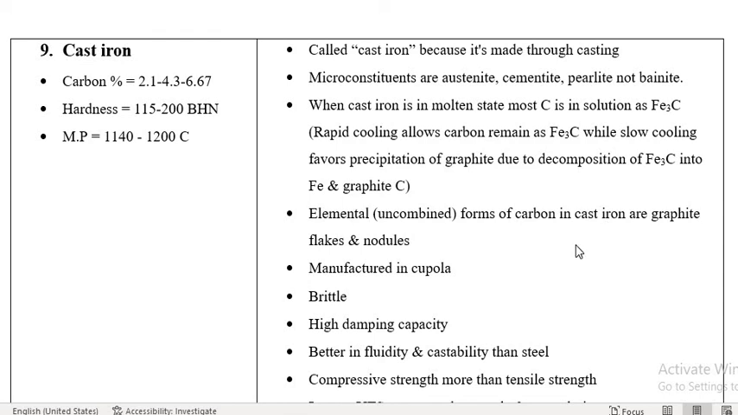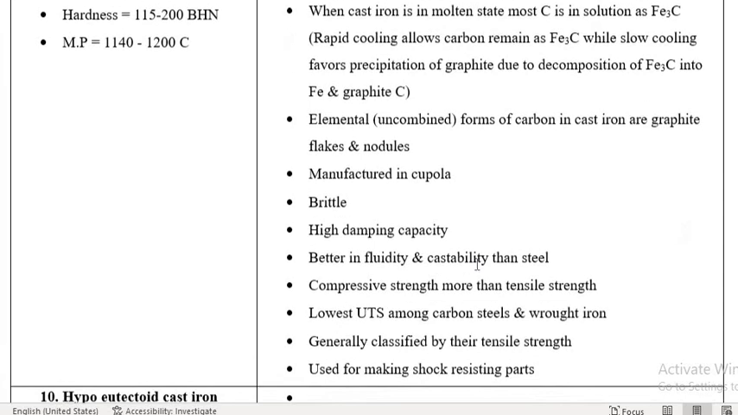Cast iron is manufactured in a cupola furnace. Now we will come to the properties. Cast iron is very brittle. It has high damping capacity. It is better in fluidity and castability than steel.